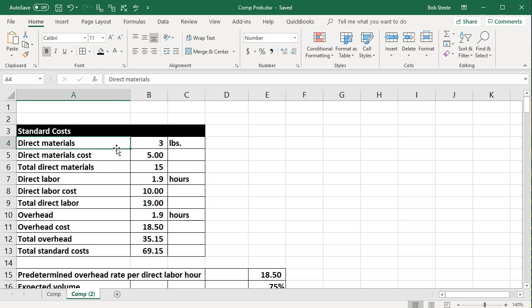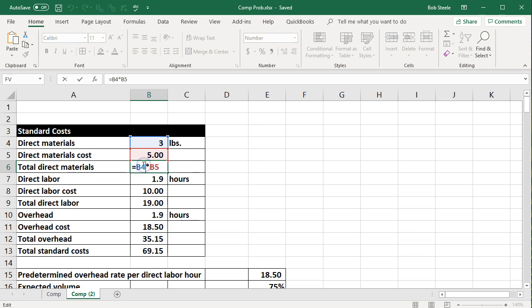So let's go through the data that we have. First, we have the standard costs. We've got the direct materials in terms of units, 3. We've got the direct materials cost, 5 per unit. So the total direct materials is 15. Again, note in a book type problem, you might see this in one paragraph format, saying the direct materials is 3 units and the direct materials cost is 5 for a total direct materials of 15, in a paragraph or sentence format.